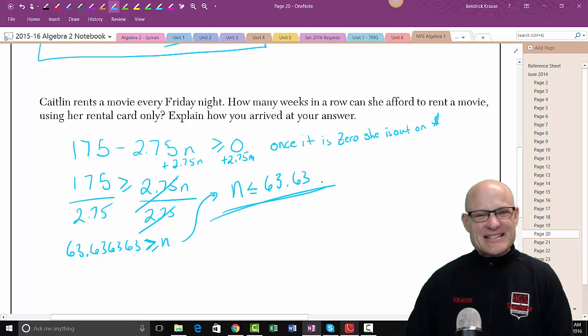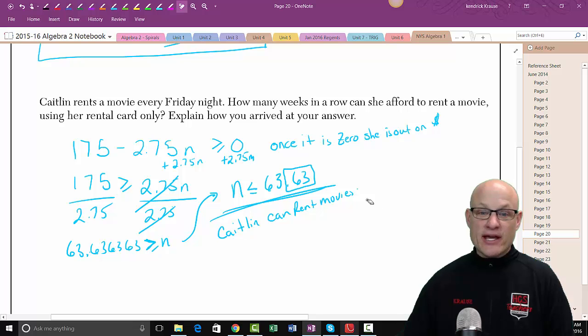So she doesn't quite have enough money to buy that 64th rental. She can only purchase like 63% of that 64th rental. So Caitlin, good old Caitlin, can rent movies, or not movies, a movie.